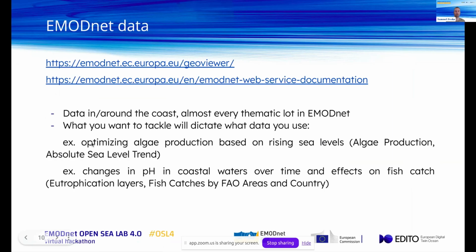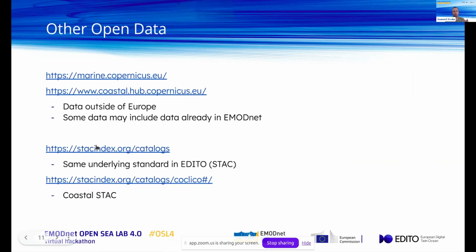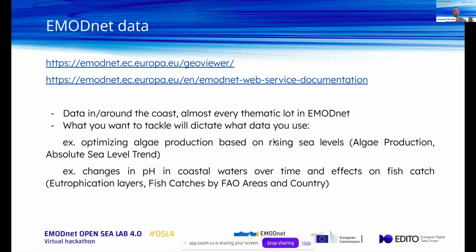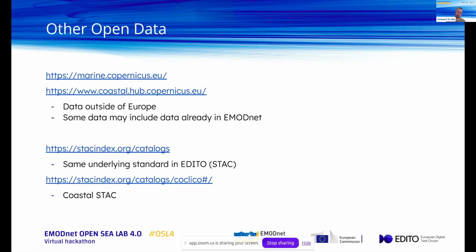You don't have to do anything, but let's say you want to optimize algae production based on rising sea levels. So you'll go to the algae production from human activities, and you'll look at the absolute sea level trend from EMODnet Physics. Maybe you'll make a simple model, or you'll look at changes in pH using the eutrophication layers from EMODnet Chemistry and the effects on fish catch. I think my general point is that you'll find pretty much data in every thematic lot. It'll just depend on what problem you want to tackle.